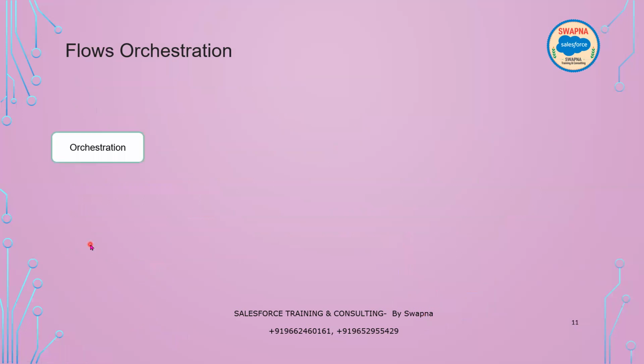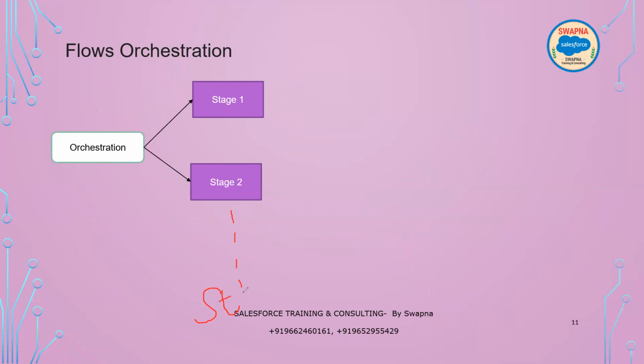Now basically flow orchestration has stages, stage 1 and stage 2. Whenever you are creating the orchestration, you will see that it is divided into stages. Like this, you have multiple stages, not only up to stage 2, but till stage N. You can create your orchestration till stage N. So many stages will be there.